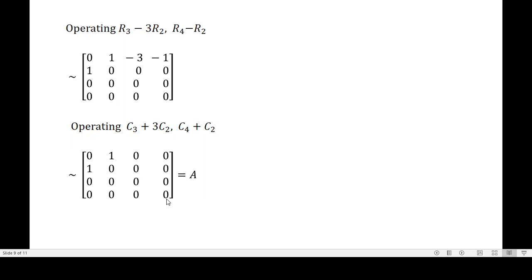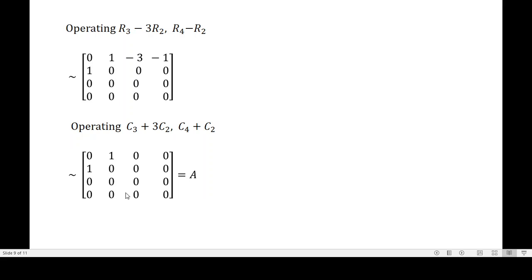Now observe this matrix. Minor of order 4 is clearly equal to 0, isn't it? Let us denote the matrix by A. Minor of order 4 is 0. Similarly, minor of order 3 is also 0. We get one minor of order 2. Look at this. You consider the minor of order 2, 0, 1, 1, 0. Evaluate this, its value is equal to minus 1. This is the only non-zero minor of order 2.